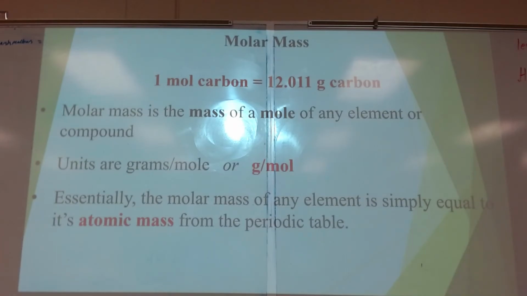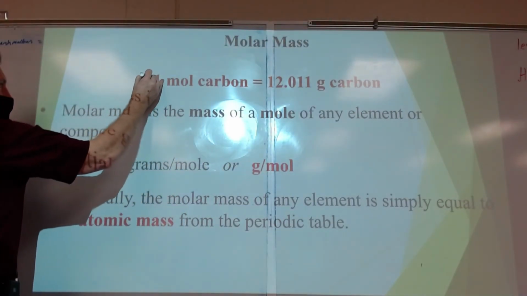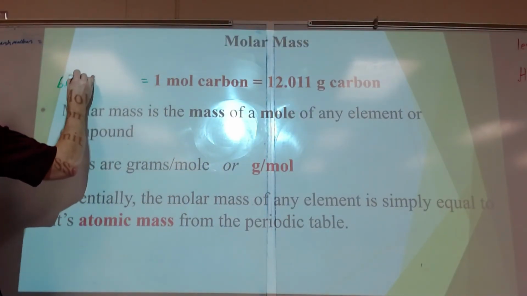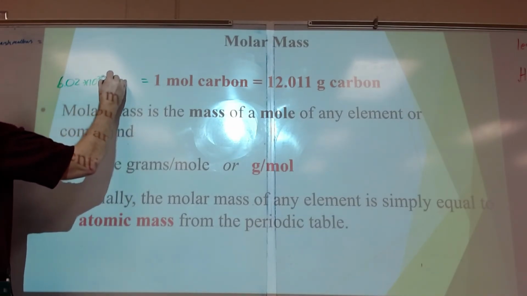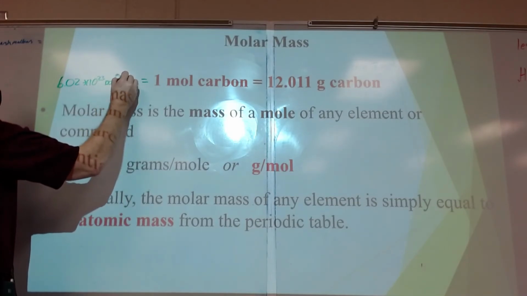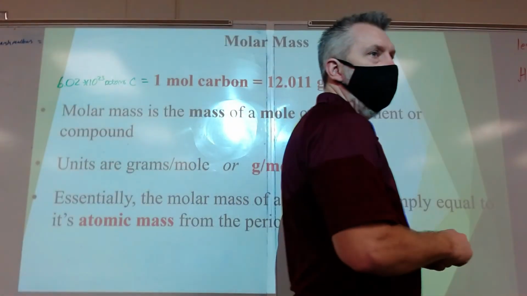So a mole of carbon is 12.01 grams. I want to add this because it's really important you keep these together. 6.02 times 10 to the 23rd atoms of carbon is a mole of carbon, and it has a mass of 12.01 grams. Those are all the same thing. They are equivalent to each other. They mean the same thing.